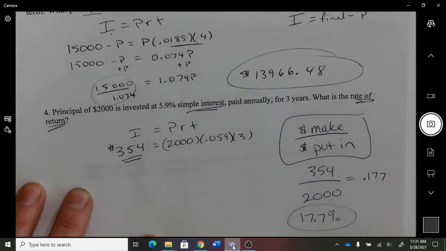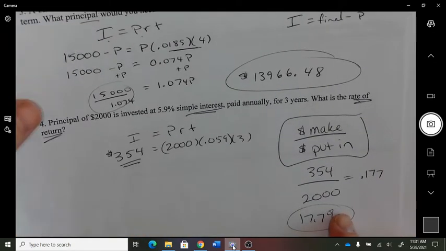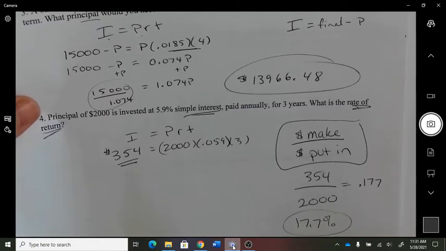So this is kind of the idea. There's a formula on your formula sheet. It's what you make divided by what you put in.